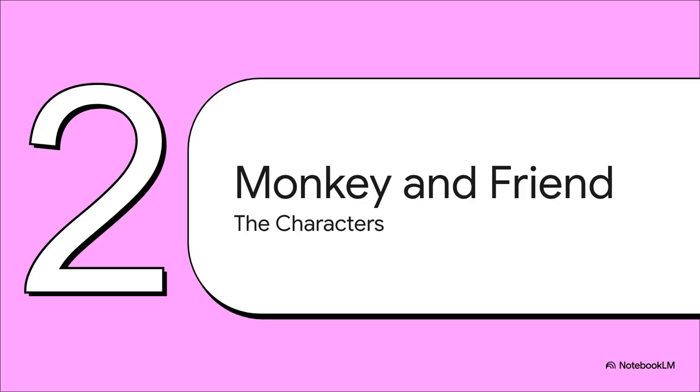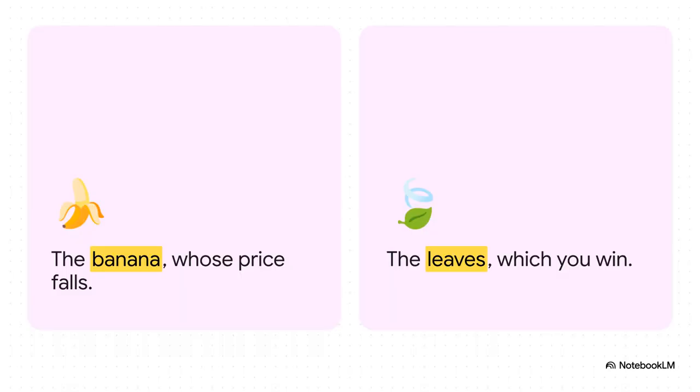Section 2. The monkey and the friend. The characters. Let's meet our cast. On one side, we have a friend. He's just sitting on a stockpile of bananas, totally unaware of broader market shifts. And on the other side, we have our smart monkey, who's a very proactive trader.